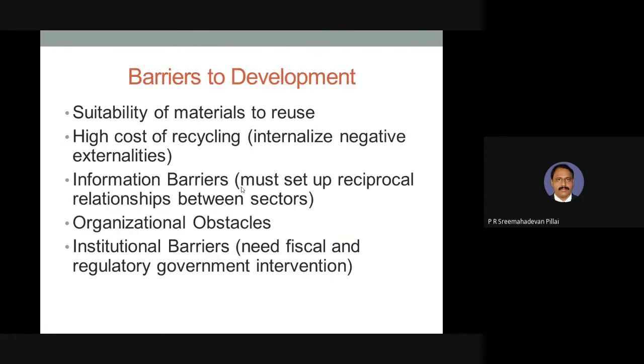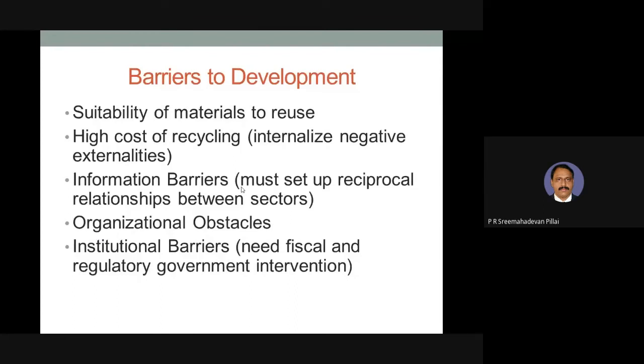Then there are so many barriers to industrial ecology. One barrier is that you should choose a material which can be recycled. If you are choosing a material which cannot be recycled, then the ecological system cannot survive there. Then sometimes initially the cost of recycling may be very heavy.